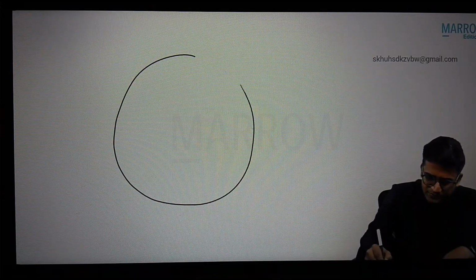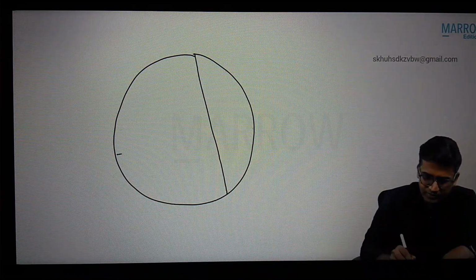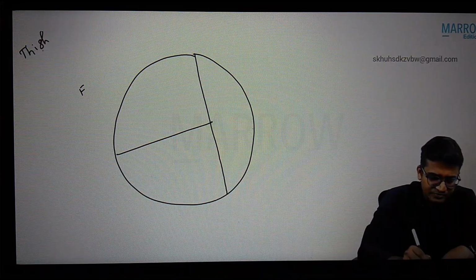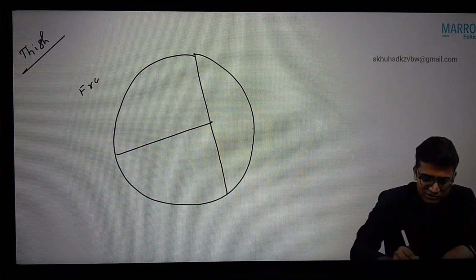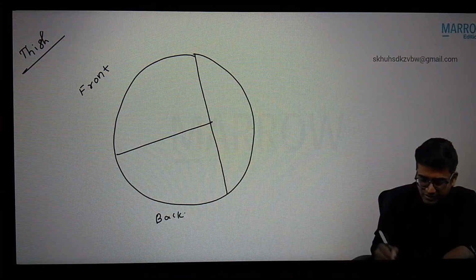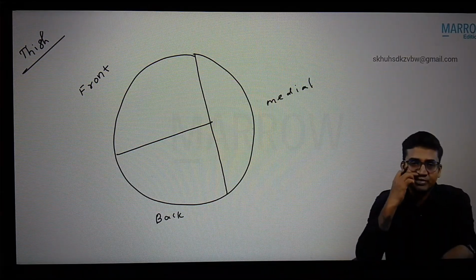Now draw one circle and divide the circle into three halves. Now this is the front of thigh. Now this is the cut section of thigh. Okay. Now this is the front of thigh, and this is the back of thigh, and this is the medial compartment of thigh. Three compartments.